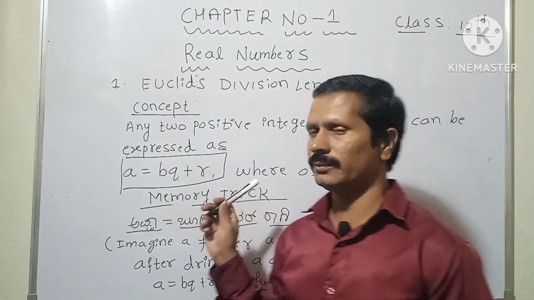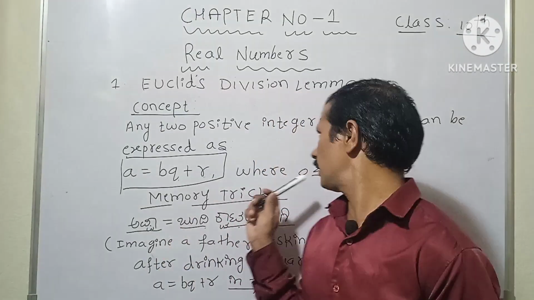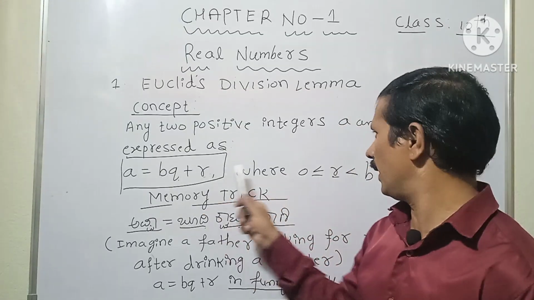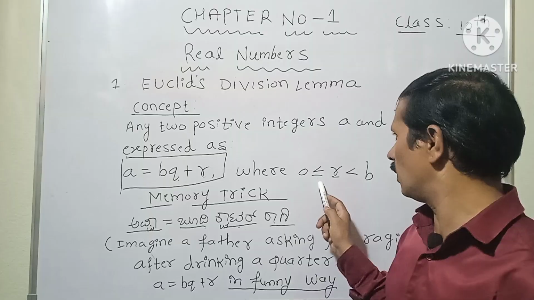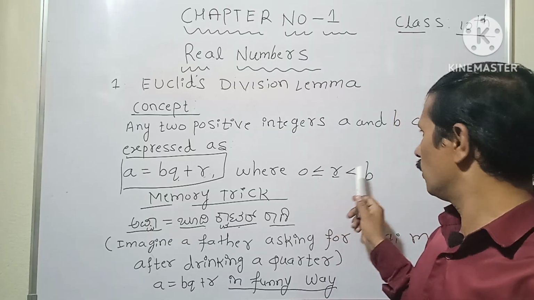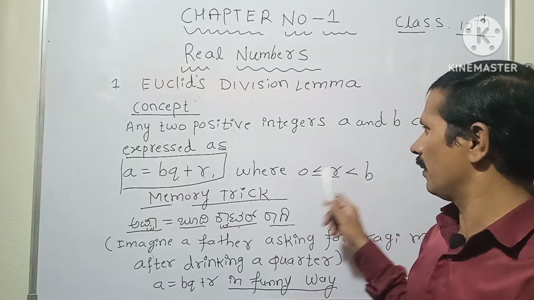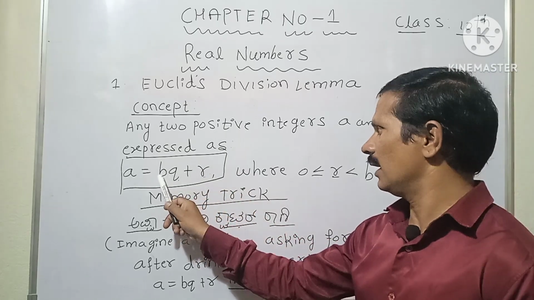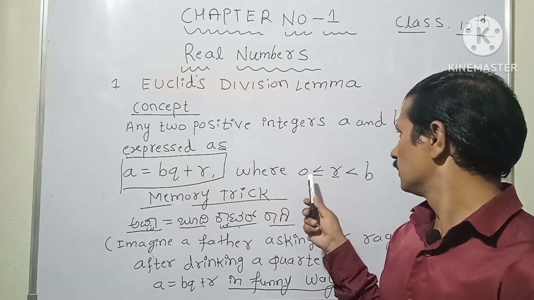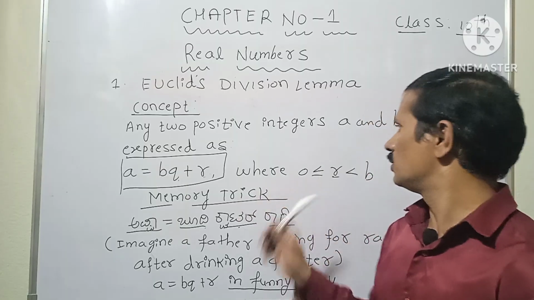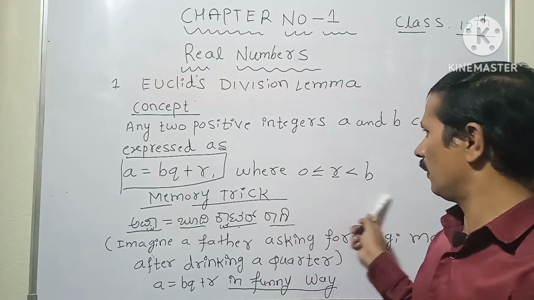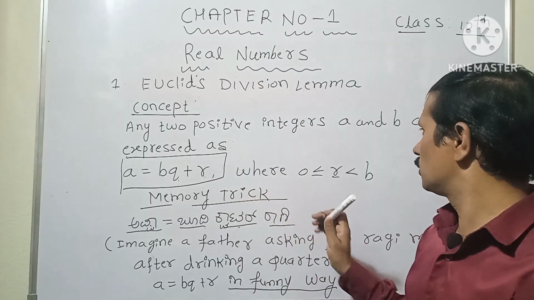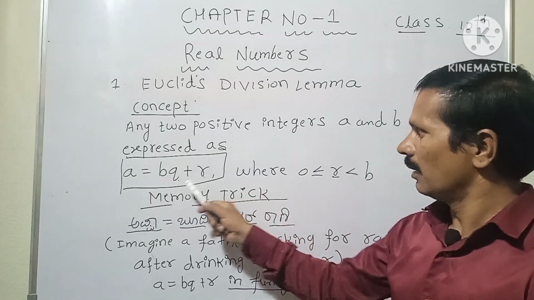There is a memory trick regarding r. The value of r must always be greater than or equal to 0, and the value of r must always be less than b. So remember: r is greater than or equal to 0, and r is less than b.